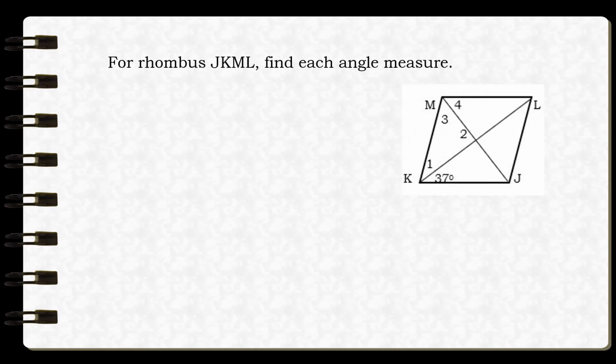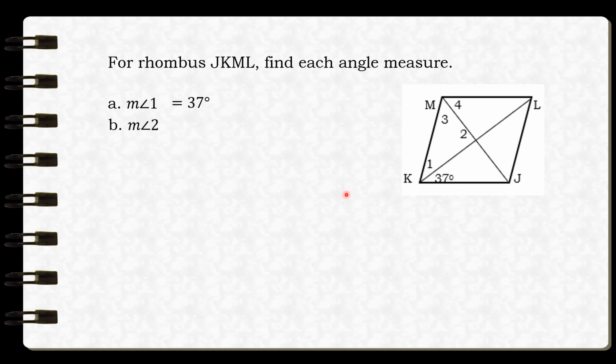Next example, for rhombus JKML, find each angle measure. So this is the given figure. We are asked to find the measurement of angle 1. So this is angle 1. We know that the diagonal of a rhombus bisects the vertex angle. So if this is 37 degrees, it follows that the measurement of angle 1 is also equal to 37 degrees.